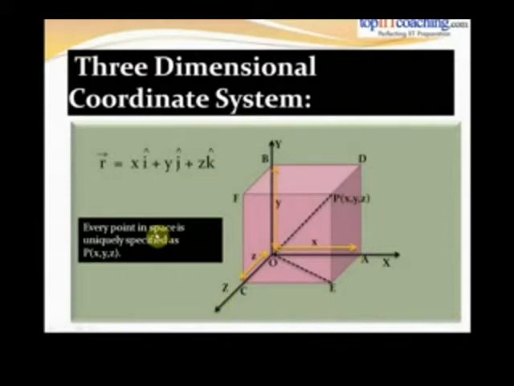So every point in space is uniquely specified as a point P, which is (x, y, z). So x represents the x coordinate of the point P, y represents the y coordinate of the point P, and z represents the z coordinate of the point P. Thus this way we can represent any point in space with reference to a fixed point, that is O. These 3 lines, that is the X-axis, Y-axis and the Z-axis, together constitute the rectangular coordinate system.